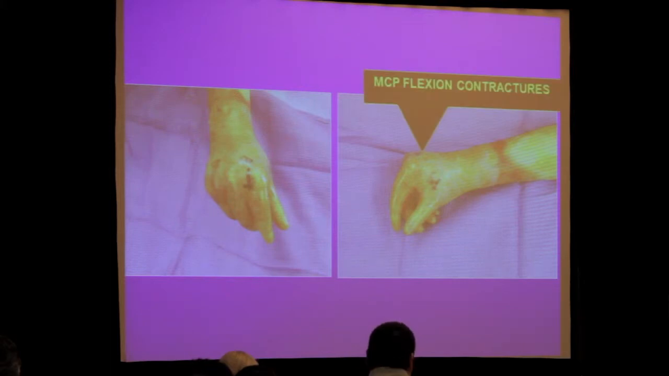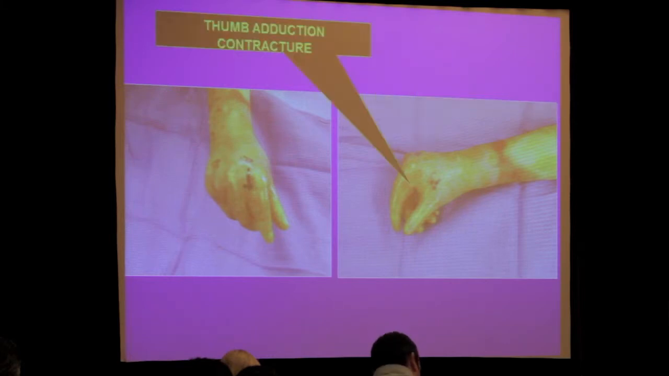Next are flexion contractures. In this case, you can see that the fingers are fixed at a right angle at what is called the metacarpophalangeal joint, where our large knuckles are. And oftentimes the more distal joints, these joints in here, the so-called PIP, proximal interphalangeal joints, are also flexed.